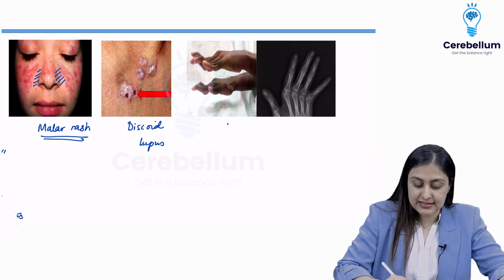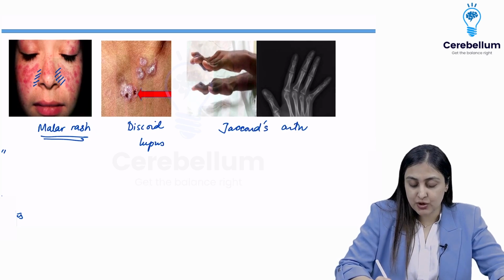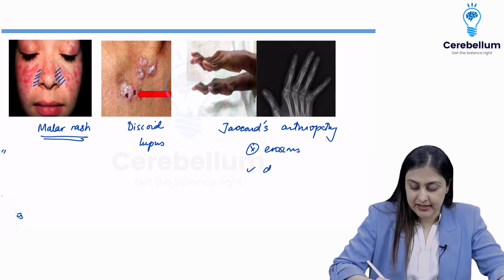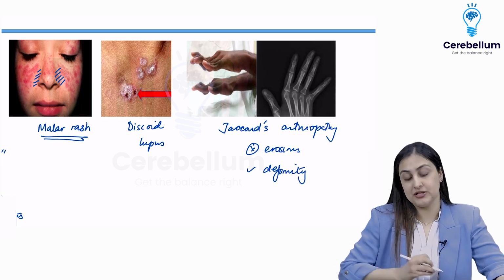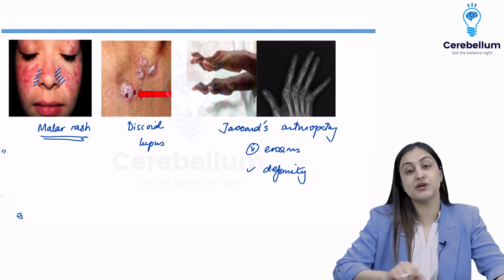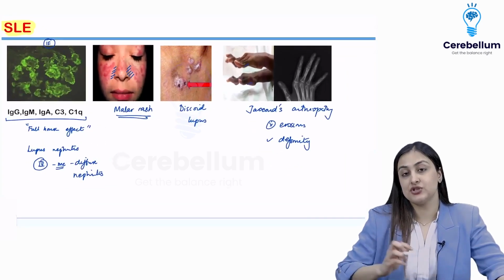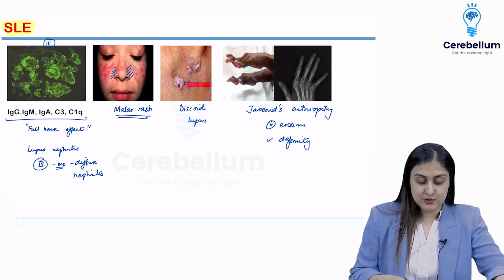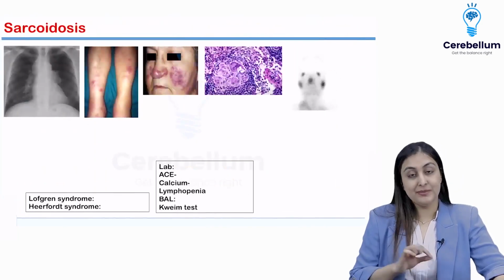So what you're gonna see here is the typical Jaccoud's arthropathy. Jaccoud's arthropathy meaning that there are no erosions, but there are deformities like RA. So this is known as a deforming non-erosive arthropathy. So you can see the typical deformities but no erosions on the X-ray. So this is known as the typical Jaccoud's arthropathy of SLE. So these are the salient features from SLE.